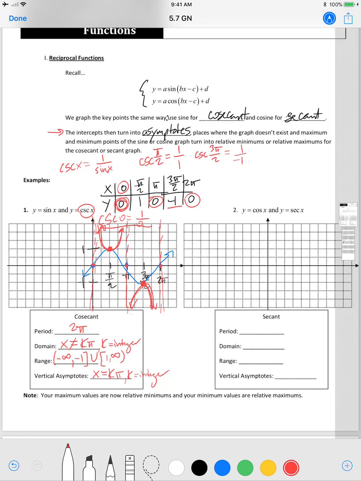Okay, let's take a look at cosine and secant. So cosine graph, let's use black again. (1, 0, -1, 0, 1). Call this pi over 2, pi, 3 pi over 2, 2 pi, 1, -1, so here, here, here, here, and here.